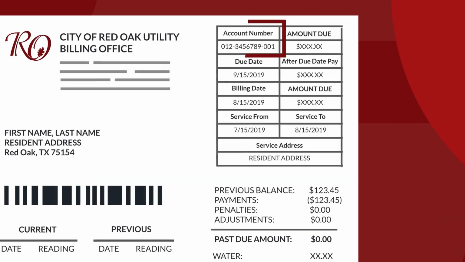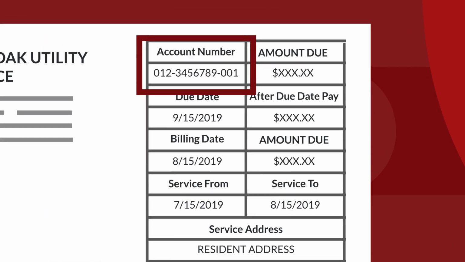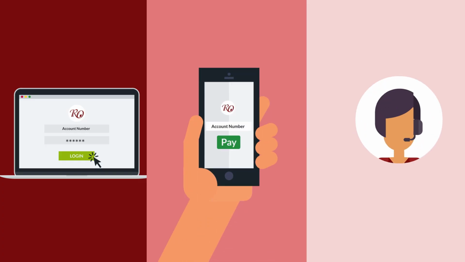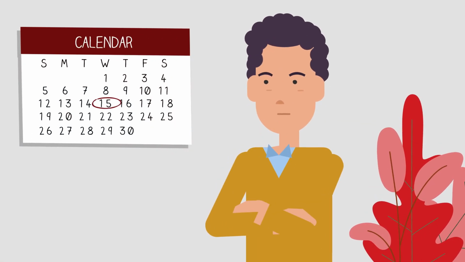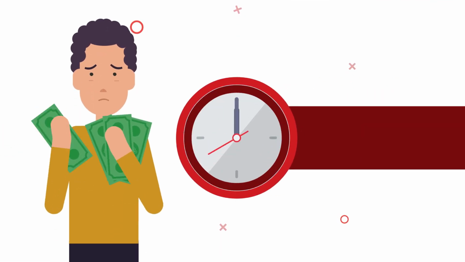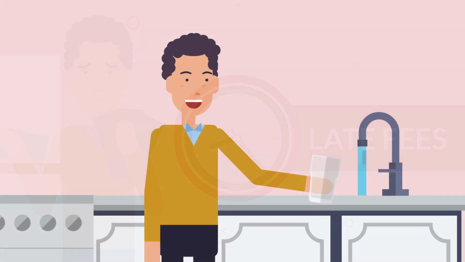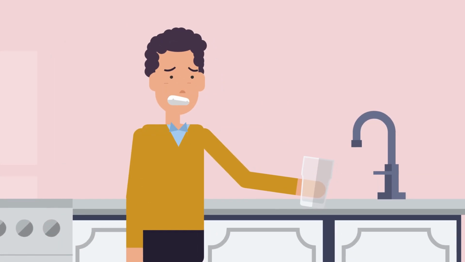Your account number is listed at the very top of the bill. You'll need this number if you pay online, by phone, or when calling for customer service. Your due date is always the 15th of the following month. If payment is not made by then, you may be subject to late fees and ultimately water shut off.